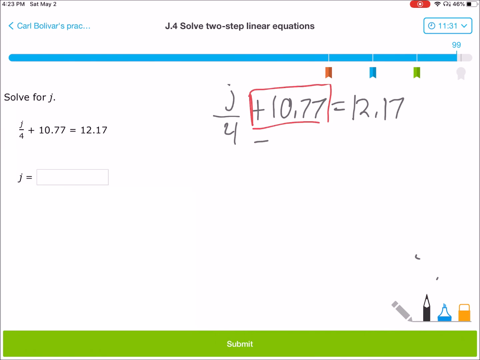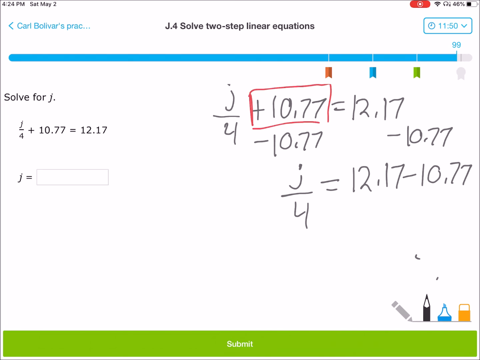So let's subtract 10.77 and subtract 10.77, and this will give us J over 4 is equal to 12.17 minus 10.77. Alright, so 12.17 minus 10.77 is 1.4. So then we do J over 4 is equal to 1.4.